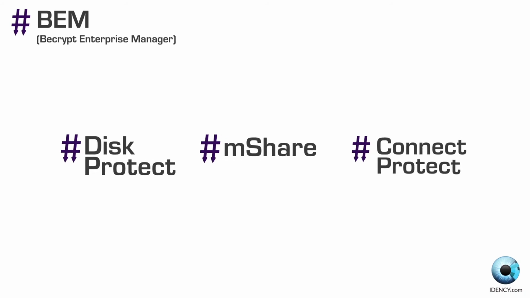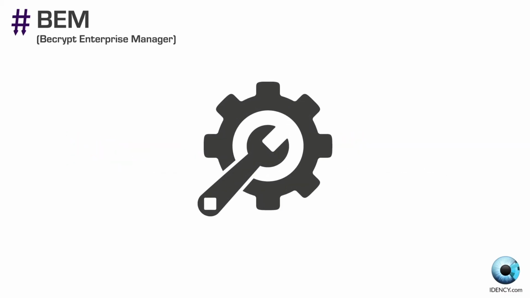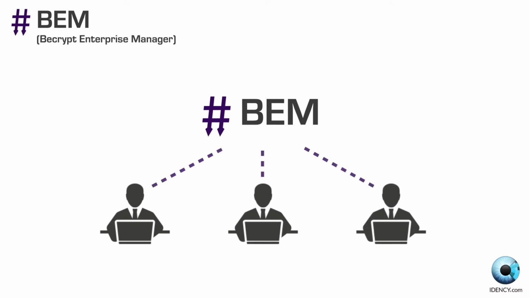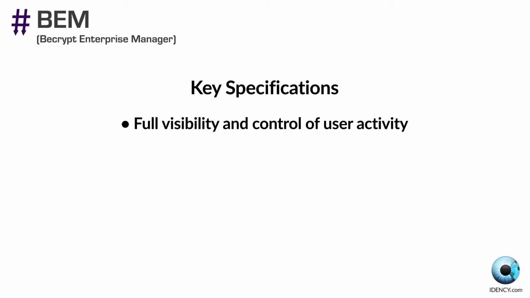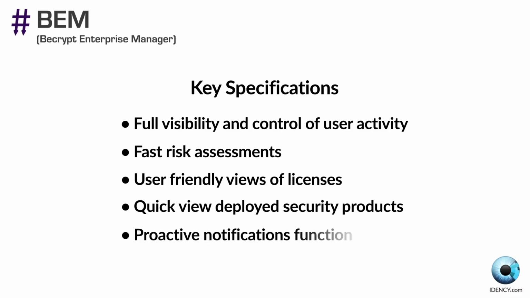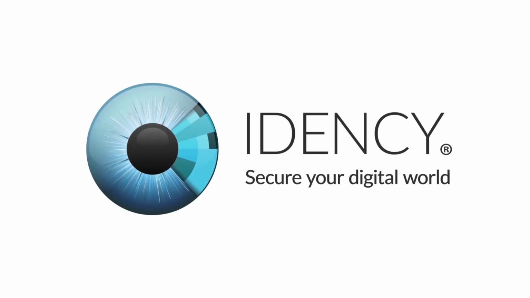Becrypt Enterprise Manager collects information in real time from Disk Protect, mShare, and Connect Protect. This can then all be reported, with auditing events such as password changes, key requests, and user recovery all logged centrally and viewable by multiple authorized administrators from multiple locations. Key specifications: full visibility and control of user activity, fast risk assessments, user-friendly views of licenses, quick view of deployed security products, proactive notifications function.